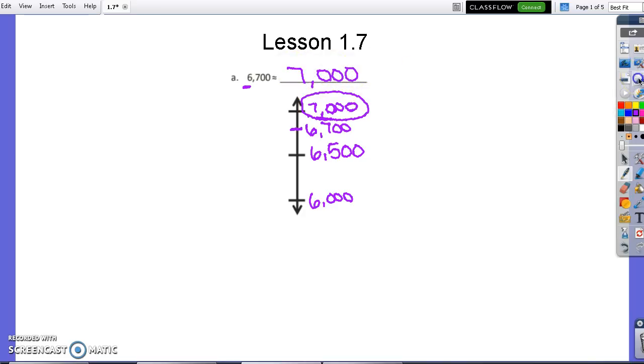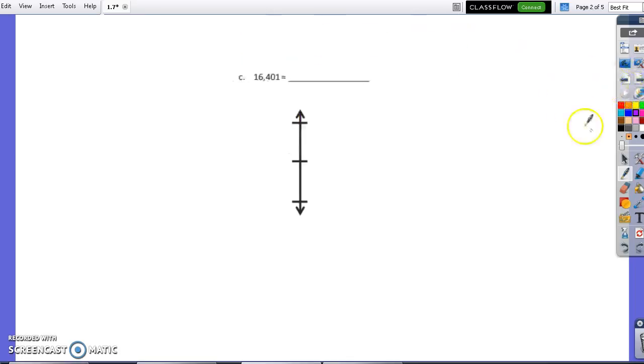Okay, so now your next one, we're still rounding to the thousands place. Now, we should know that because it goes 1, 10, 100, thousands, but it's going to start trying to trick you. So we need to know what 16,401 is between. We know that the lowest it's going to go is 16,000. And the highest is going to be 17,000 because it's the next highest thousand.